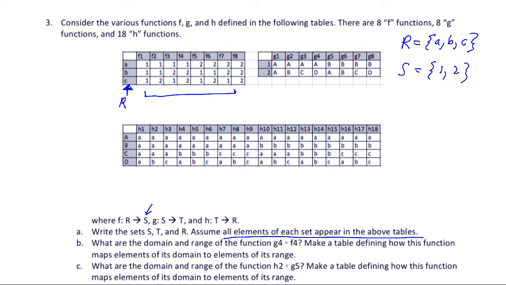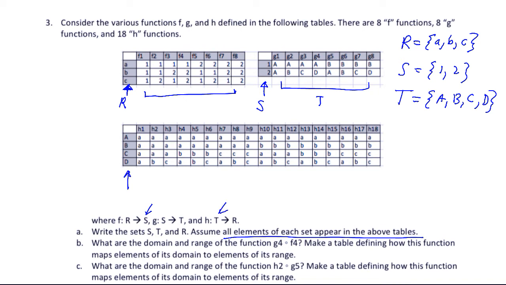Similarly, g is mapping S to T, and here's more evidence that the set S is just 1 and 2, and the range of g is the set T, consisting of A, B, C, and D. Finally, h maps T to R, so here's T, and here's R again, and we're already done with R. It makes sense because R was the set little a, b, c, and you can see it's little a, b, c in this table defining all 18 of those h functions.